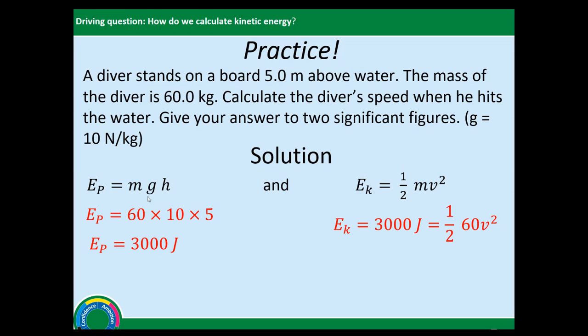Now, 3000 joules equals half, m is 60 kilograms, v squared. Rearrange the equation to make v squared the subject of the formula. Take the square root and we get v equals 10 meters per second.